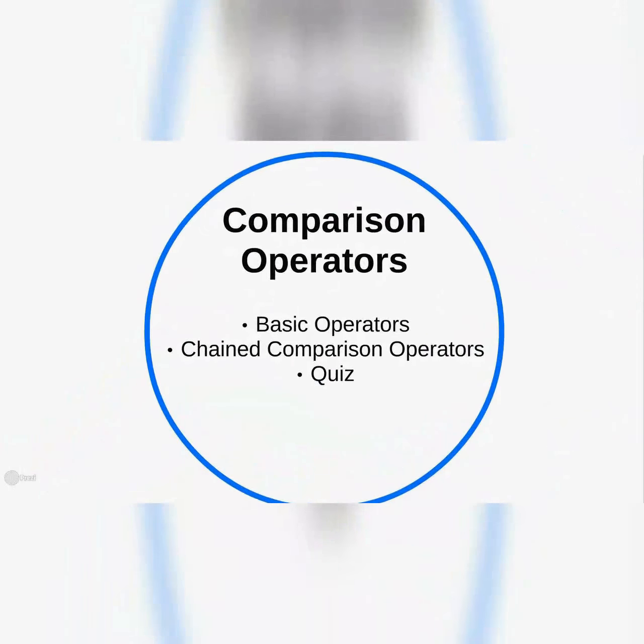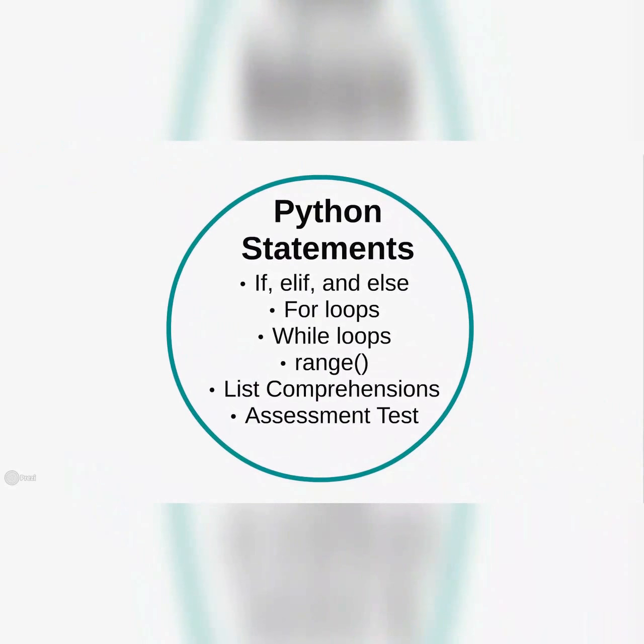Afterwards, we'll get a section on comparison operators. We'll learn about both basic operators and chain comparison operators, with this section ending with a quiz to also test your understanding. Then we'll move on to Python statements, including if statements, for loops, while loops, the range function, and list comprehensions, all in Python, with an assessment test at the end to test your understanding.